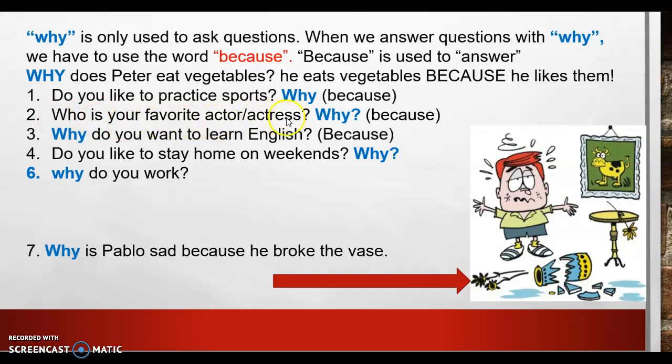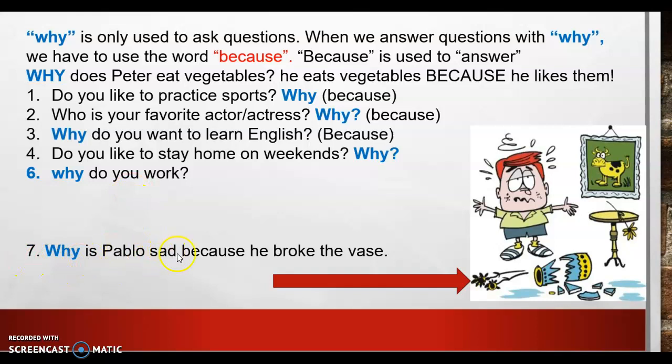Who is your favorite actor? Why? Why is he your favorite actor? And why do you want to learn English? Because I want to go to America. Because I want to share with American people, with English people. Do you like to stay home on weekends? Why? Why do you like to stay at home over the weekends? Number six, why do you work? Because I like money. Because I need money.